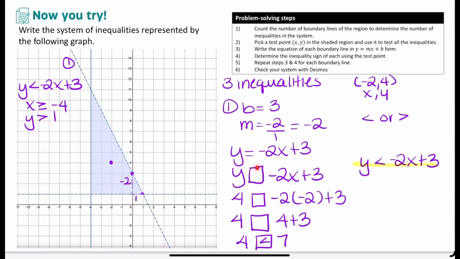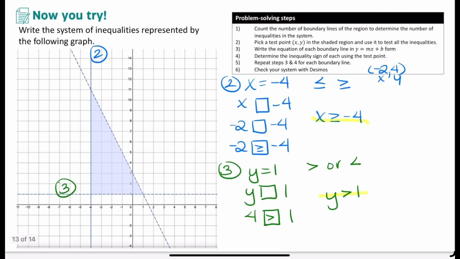And then I turn that to an unknown, mystery inequality sign. I do know that it's a less than or greater than because I have this dotted boundary line. I also picked the point negative 2, 4 to use as my test point for all of my inequalities. So when I plugged that in, I got 4 and then something 7. I know 4 is less than 7, so I turn this into the inequality y is less than negative 2x plus 3.